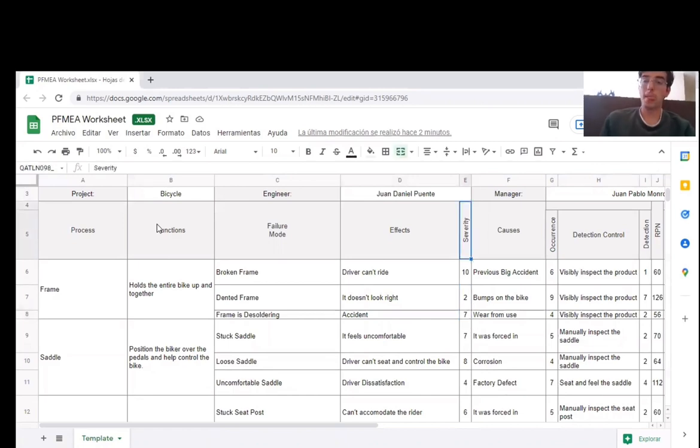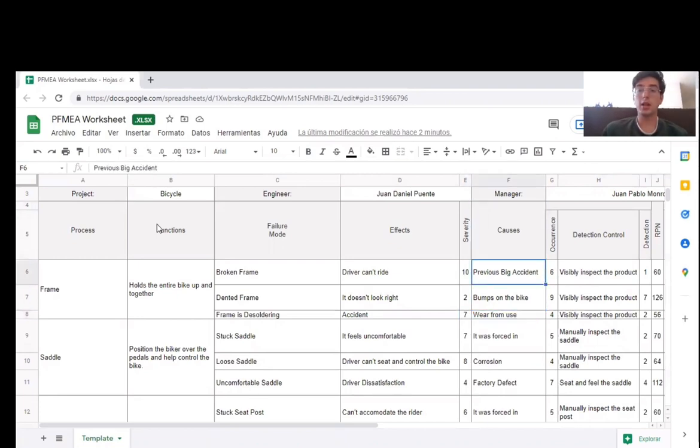Okay, the severity. My partner just explained the tables that we have. So with those tables, we select the severity. In this case, with a broken frame, it's a severity of 10. With a dented frame that doesn't cause anything, you can still ride, it's a 2, and the frame is desoldering. It's dangerous to keep riding, so it's a 7.